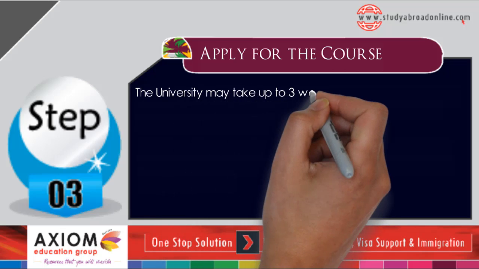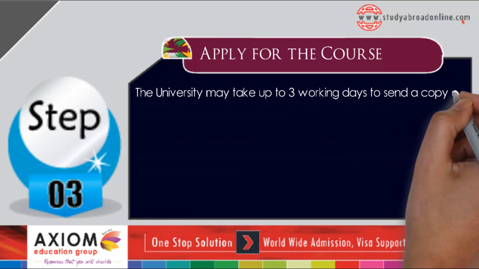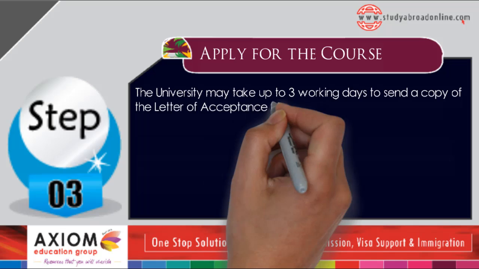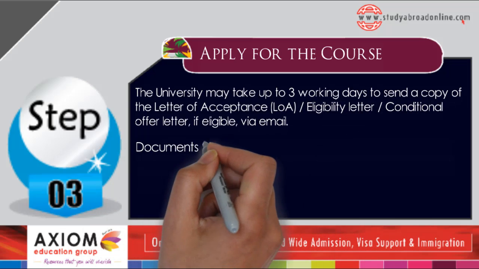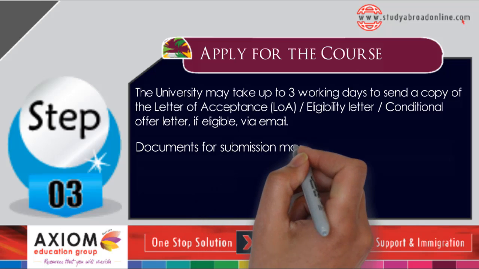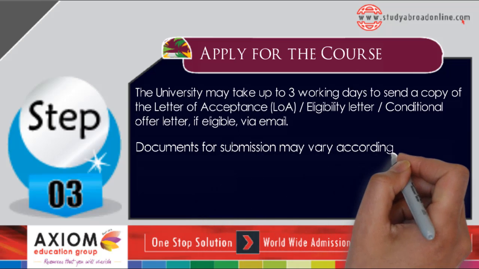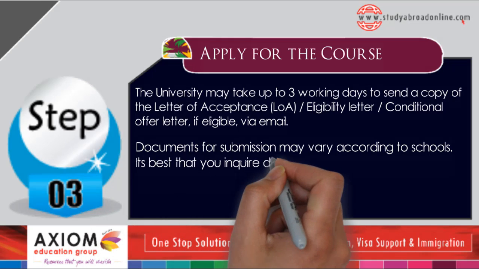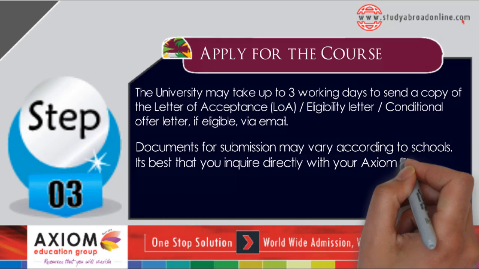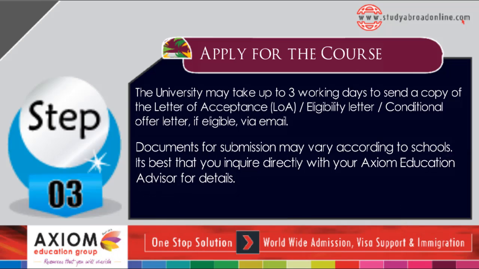The university may take up to 3 working days to send us a copy of the letter of acceptance (LOA) or eligibility letter or conditional offer letter if eligible via email. Documents for submission may vary according to schools. It is best that you inquire directly with your Axiom Education Advisor for details.